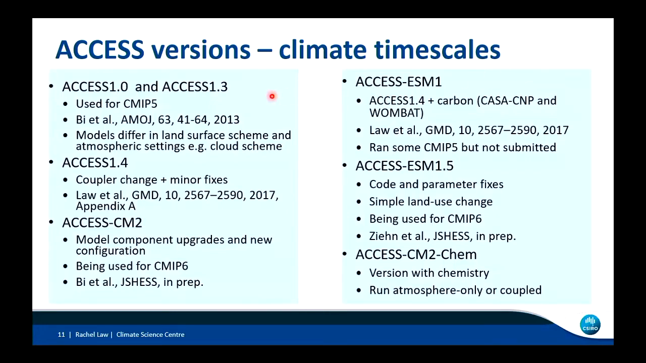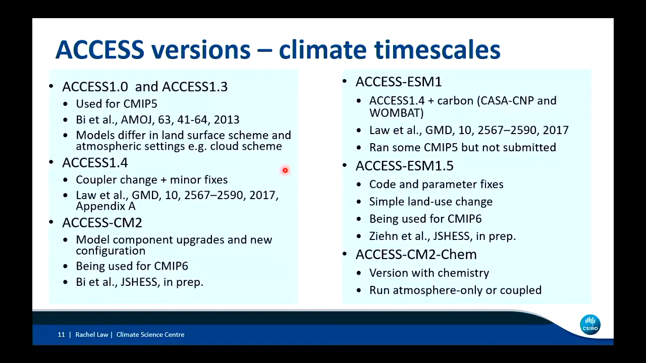But going to the physical model first, Access 1.0 and Access 1.3. These were our model versions that we used for CMIP5. They're documented in a paper in AMOG. AMOG is now JSHESH. And the main difference between these two model versions was that they differed in their land surface scheme. So one used the UK Met Office scheme, one used CABLE, and in some of their atmospheric settings, particularly around the cloud scheme.